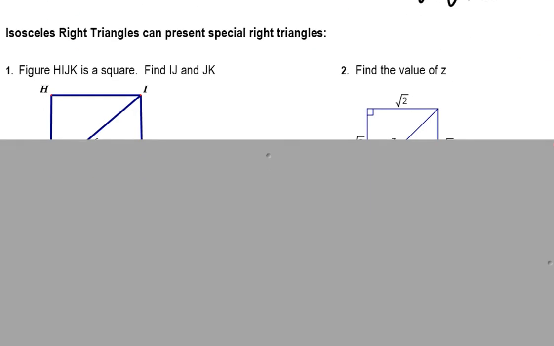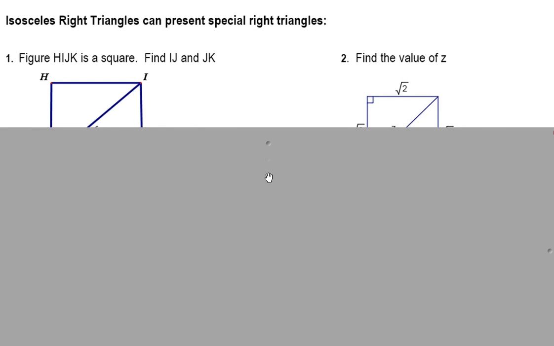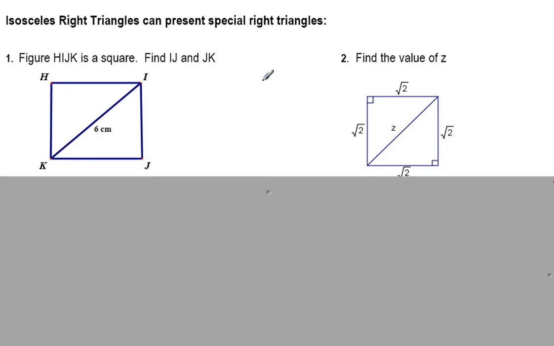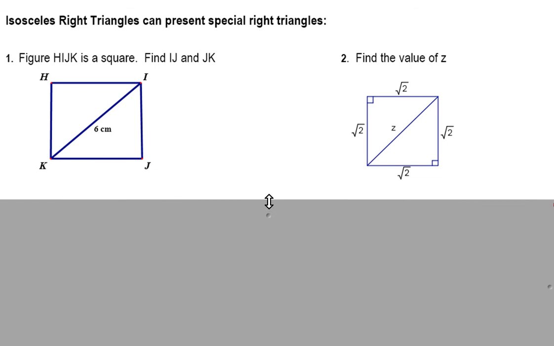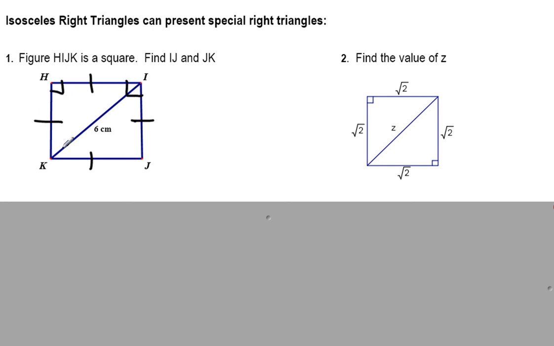The next special right triangle situation is when you have an isosceles right triangle. And the reason isosceles right triangles are going to present special right triangles is they're going to give us 45, 45, 90 triangles. So in this example it says figure HIJK is a square. Well, a square has 4 congruent sides and every angle is equal to 90 degrees.